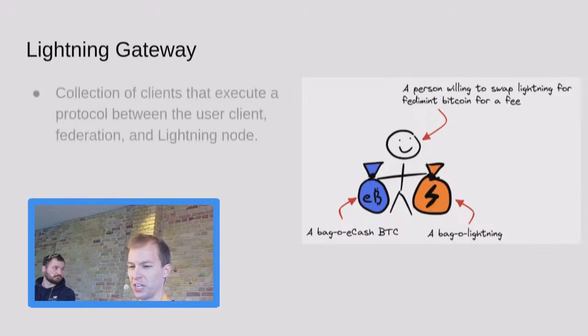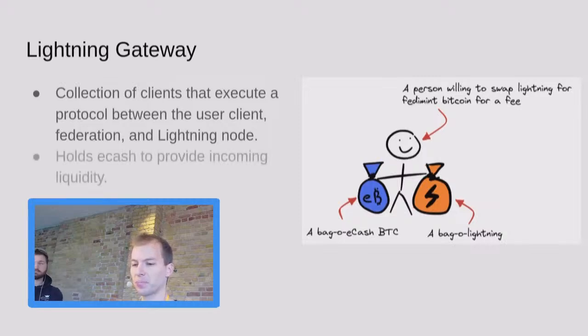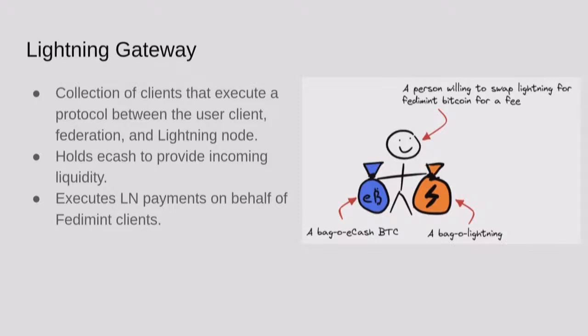This image is taken directly from the Fedimint docs. A gateway is essentially just a collection of clients, meaning it can interact with more than one federation. It interacts with the user client, being the end phone, the federation, and the Lightning node. It holds ecash to provide incoming liquidity, and this is where the trust assumption comes in. The gateways must trust the federation enough to hold their ecash. And it executes Lightning payments on behalf of end Fedimint users or Fedimint clients.